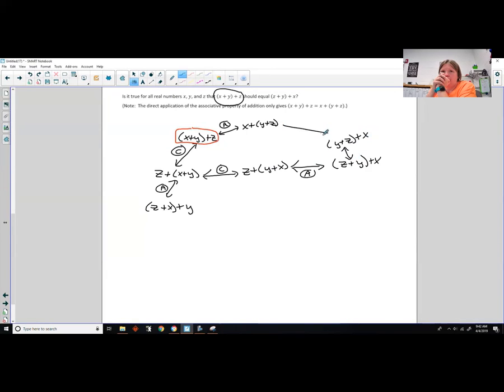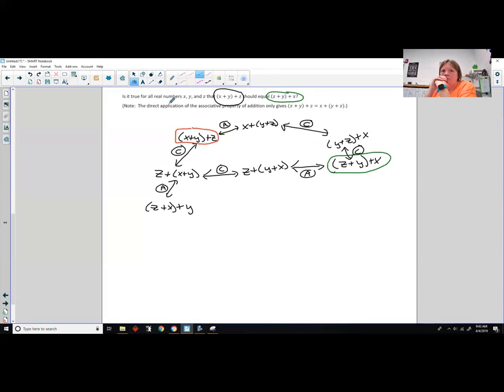And if you notice, that would also be the commutative property of this, taking this y plus z and moving the parentheses around instead of x. And our z plus y plus x is right here.